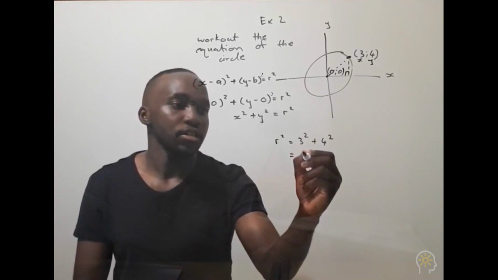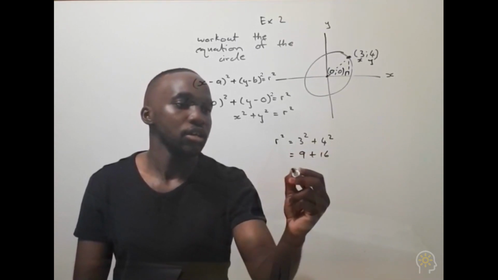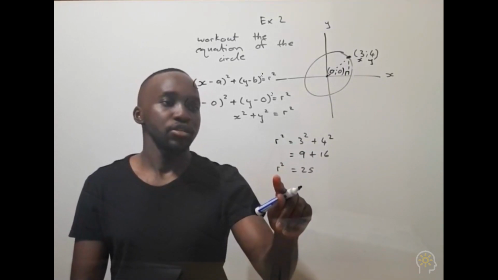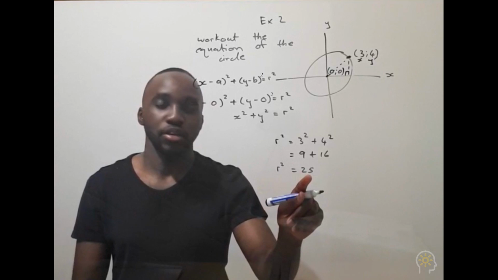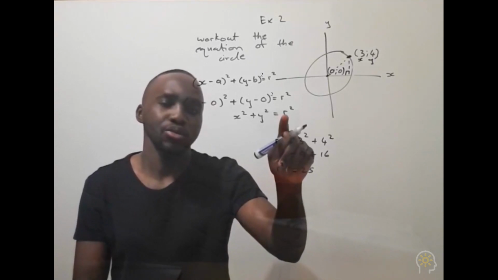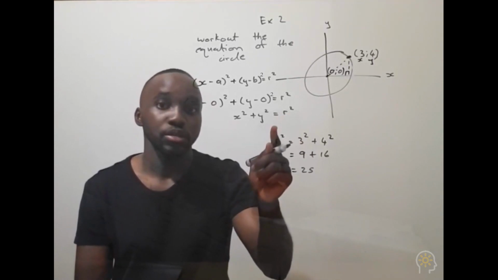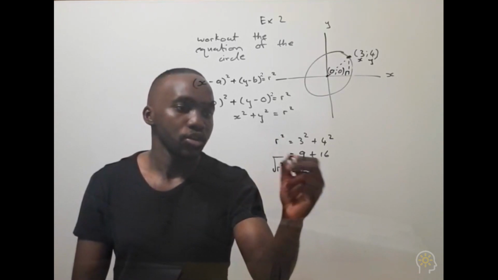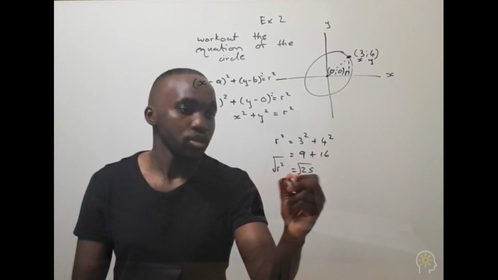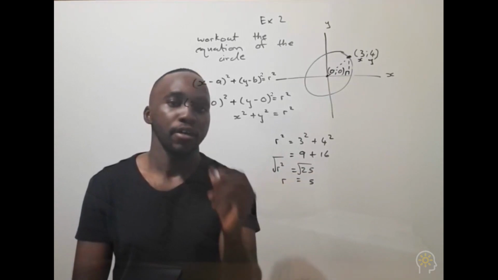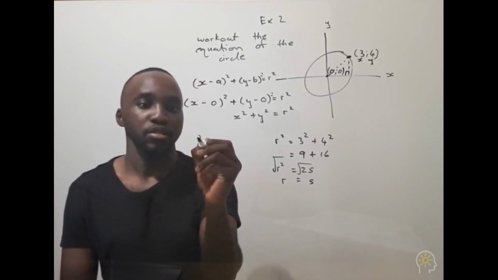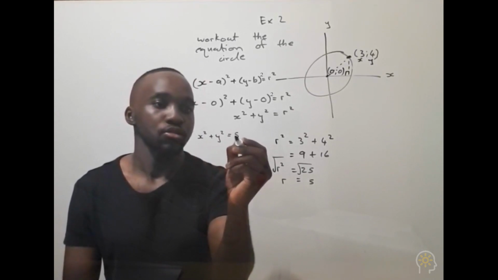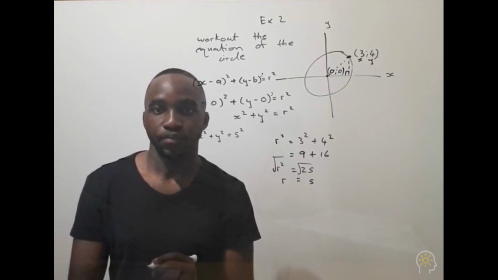And then this is giving us 9 plus 16. This is giving us 25. So please note that this is saying r squared is equal to 25. You can go ahead and throw in 25 there. Your answer will still be fine. However, if you want to leave it in standard form, you can go ahead and square root it. r is 5. And then our final answer is going to be x squared plus y squared is equal to 5 squared, right?